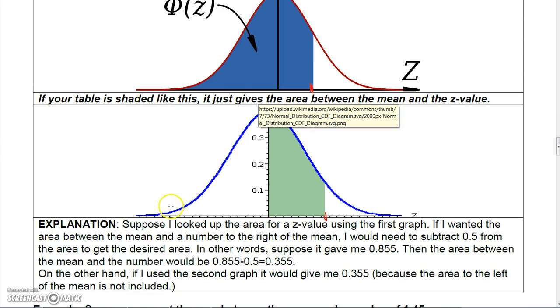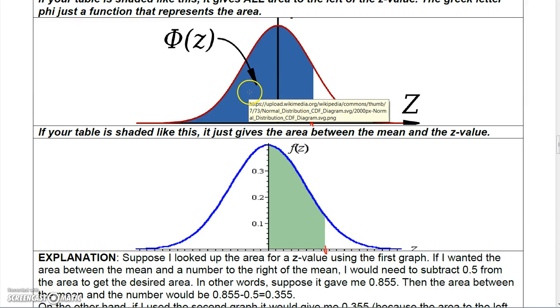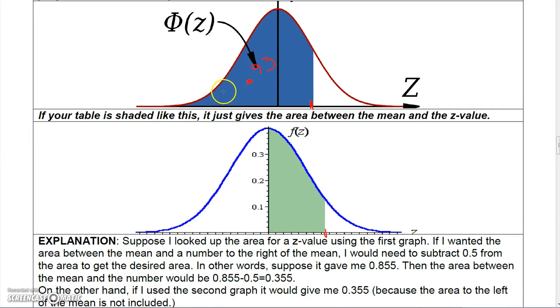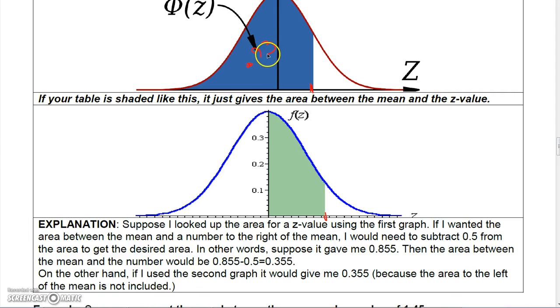So let me just give you an example. Suppose I looked up the area for a z-value using the first graph, and let's say it said this area was 0.93. Just for grins, let's say it gives you more decimals, but let's say it's 0.93. Well, if I look up the same area in this table, it's going to give me 0.43, and here's why.